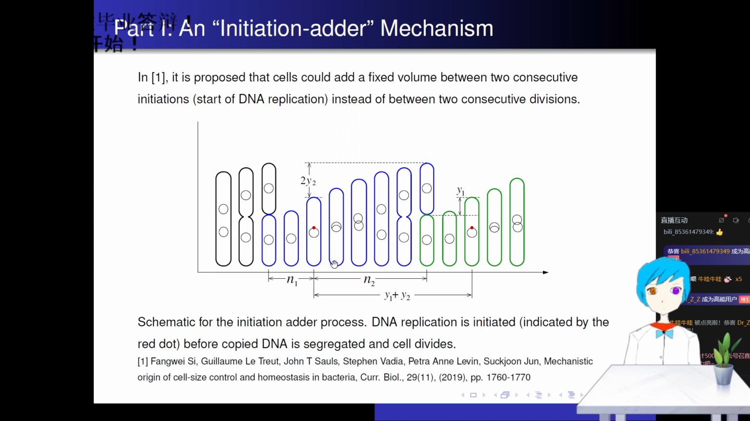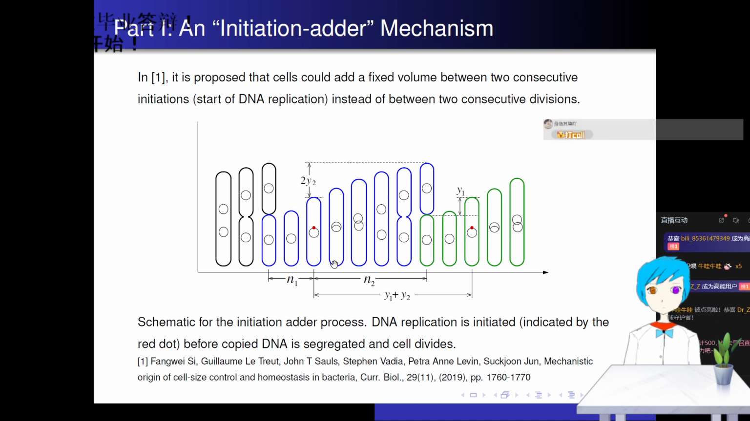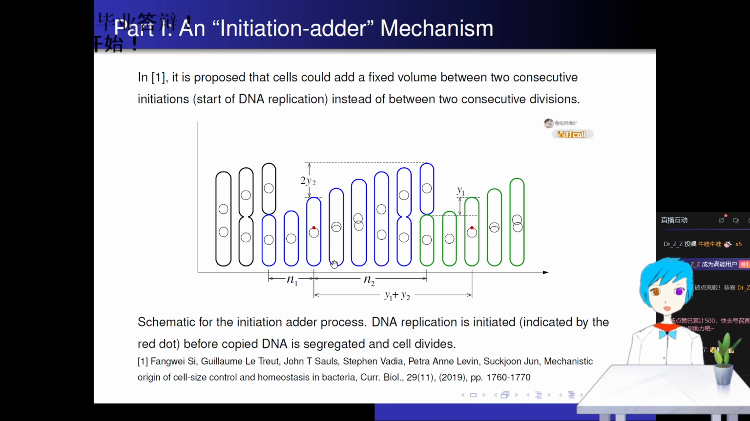The last experimental hypothesis we wish to incorporate is the initiation adder mechanism. Just now, we talked about the adder mechanism, which states that the added volume between two consecutive divisions tends to be a constant. But here, in this recent paper, it is proposed that the added volume between two consecutive initiations tends to be a constant. So here is an illustrative figure. Initiation is the start of DNA replication.